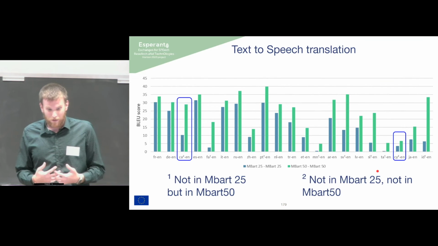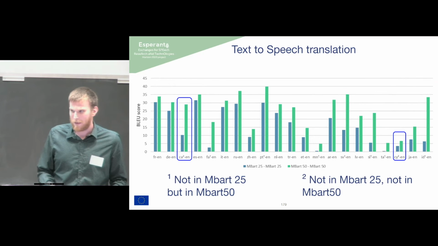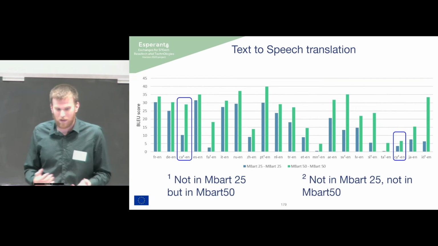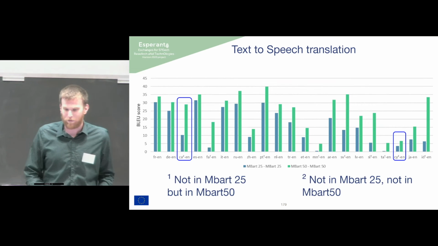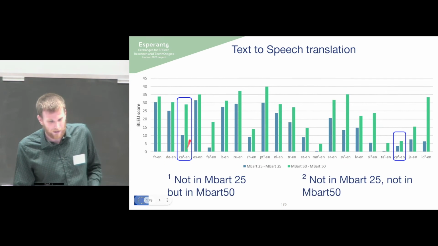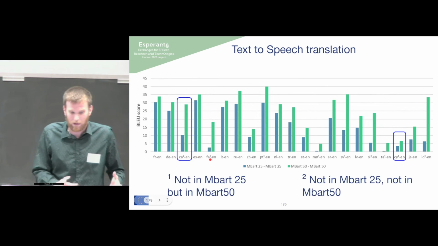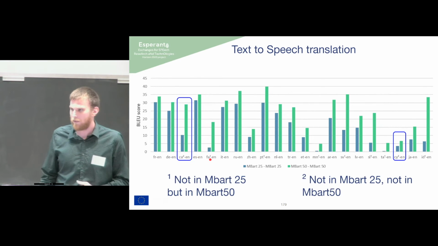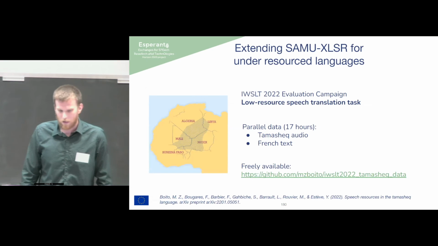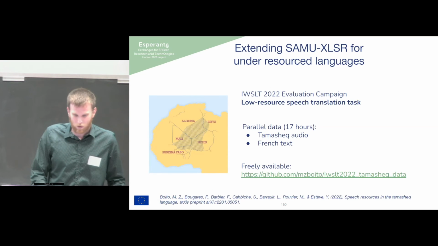What's also interesting is that some of the languages in the CVSS test set are not in mBART25, neither in mBART50, but even so we are also getting a significant improvement when using the mBART50 model. Here, for example, the Catalan language, which was underperforming using the mBART25, gets a significant boost in performance when using the mBART50, even if the Catalan language is not in the mBART25 or in the mBART50 set of languages. Okay, so that's it about the text-to-speech translation.